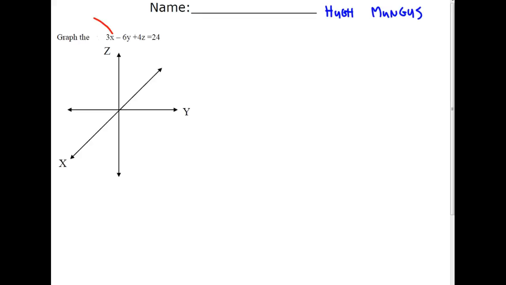So like here, what's the x-intercept? At the x-intercept, you know y equals 0 and z equals 0. So this is going to be the point something, 0, 0. And then my y-intercept is going to be 0, something, 0. And then my z-intercept is going to be 0, 0, something. Okay, and this is a happy math book problem, right?